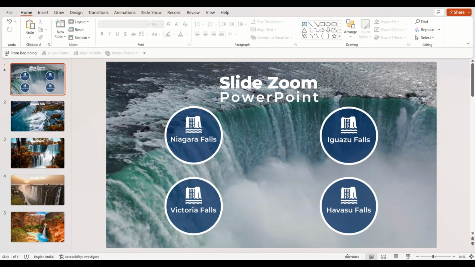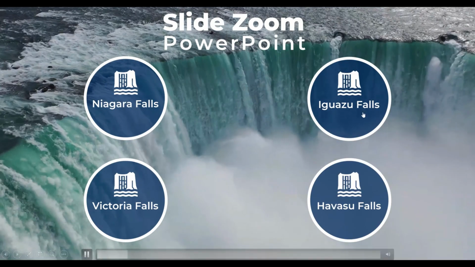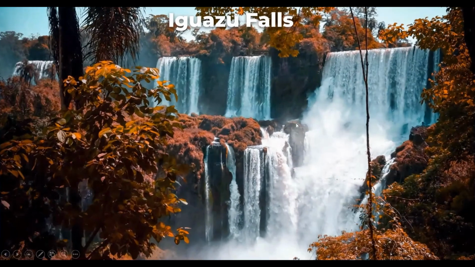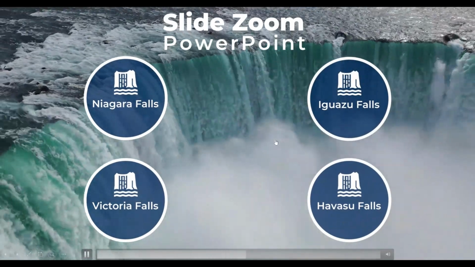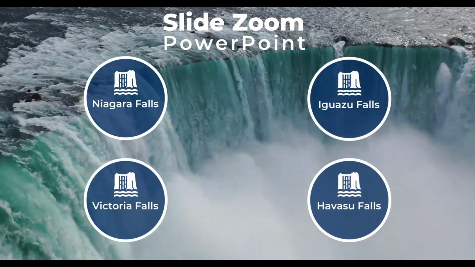Now it's solved. And now if we go to slideshow, here you can see I'll click on Iguazu Falls, select again, and go to the base slide. So now the effect of slide zoom is done.